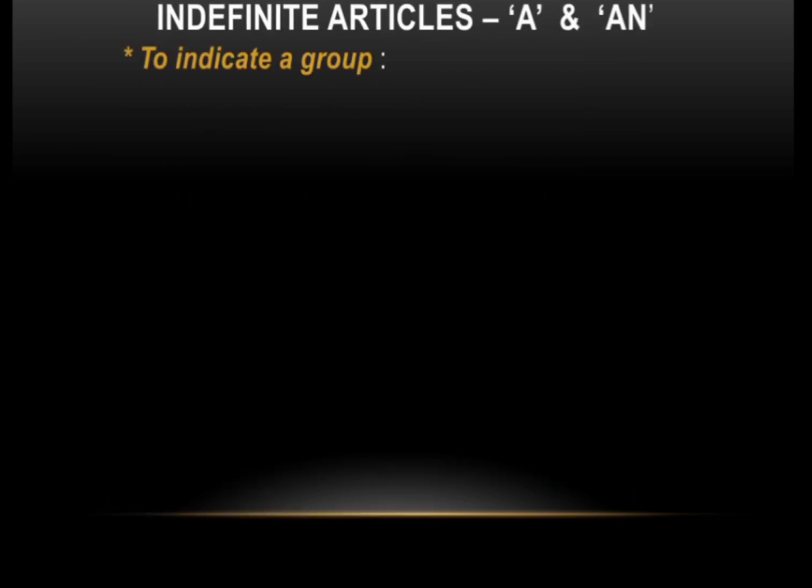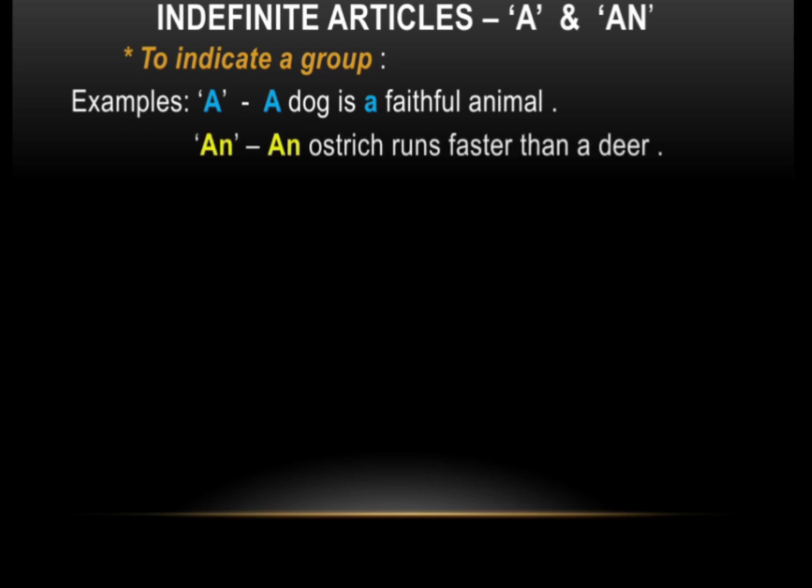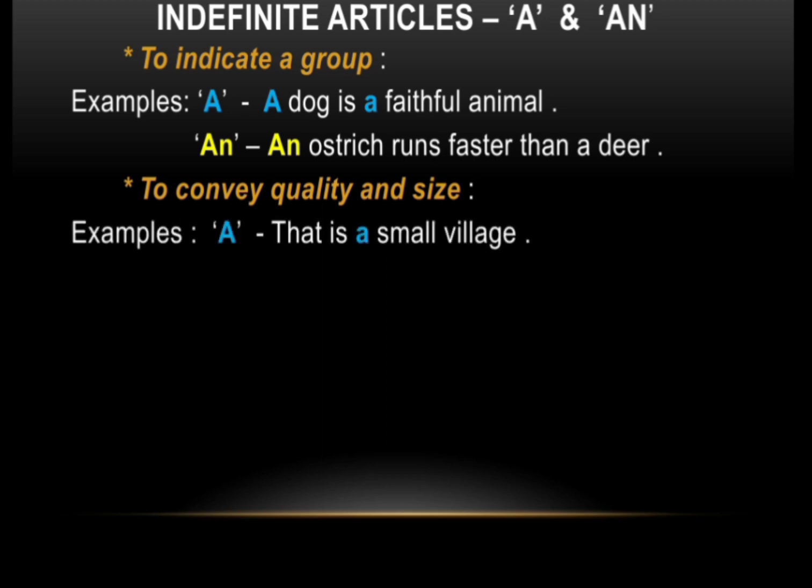Next, it is used to indicate a group. Example, a dog is a faithful animal. An ostrich runs faster than a deer. Next, it is used to convey quality and size. Example, that is a small village.